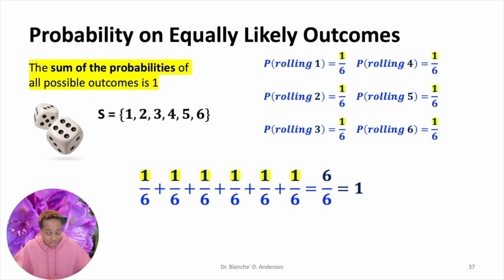So your entire sample space, this only works if each outcome has the same probability, the same chance of happening. Same thing with flipping a coin. A half plus a half is a whole. Six outcomes, you add up all 1/6, 6 out of 6 equals 1. Make sense? Good.